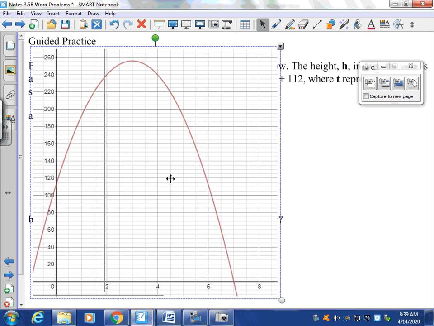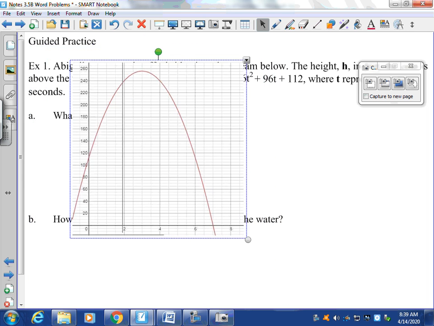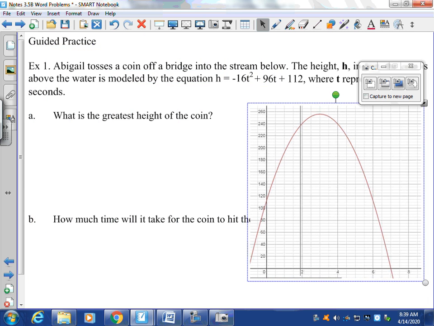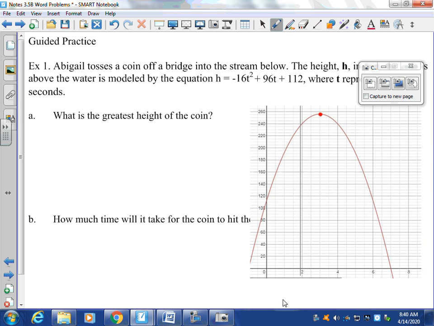All right, so here is our picture. So let's first figure out what it is asking us. It says, what is the greatest height of the coin? And that would be your vertex. Your vertex is always going to be the highest point on your graph, and that is always going to tell you when it's at its greatest height. So what is that height, and when did that happen?